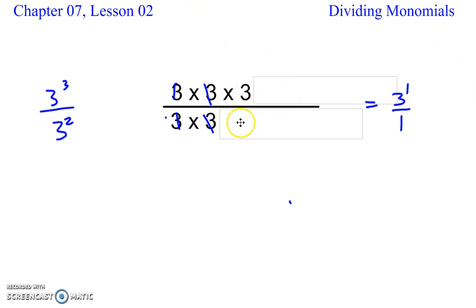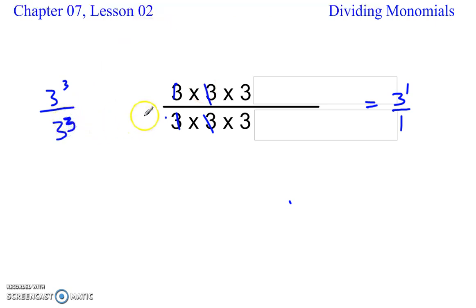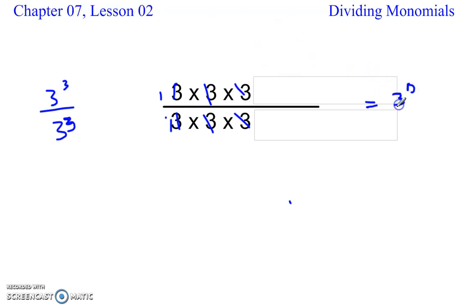Now, what if I divide by another 3? Well, that gives me 3 to the third down here. That cancels this out, cancels this out. That gives me 3 to the 0 power, because there are no more factors of 3. So 3 to the 0 power is 1. We'll get to writing that down in just a little bit.